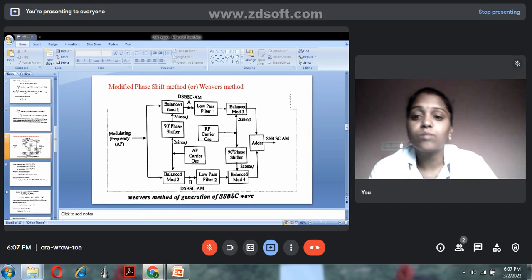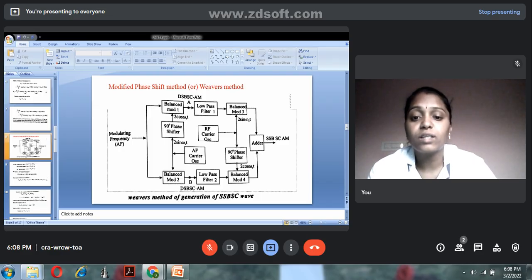So the third method is the modified phase shift method, or reverse method. So here the message signal, that is the audio frequency signal, will be given into BM1 and BM2 directly. Then we have BM3 and 4. In between we have the low pass filter 1 and 2. So the message signal is directly given to BM1, and here we use two carrier signals, AF carrier and RF carrier.